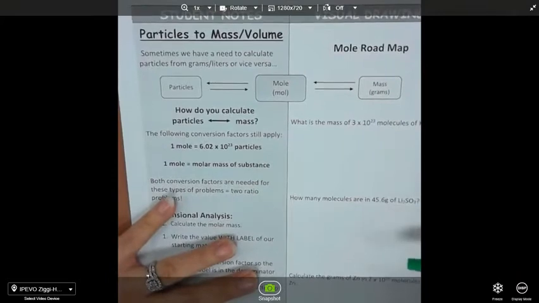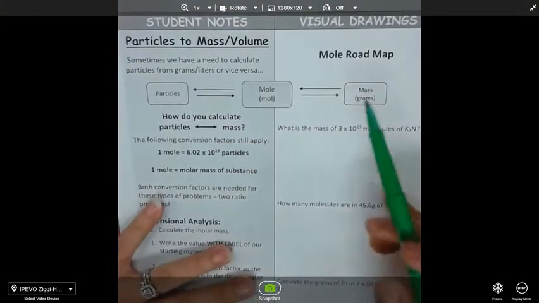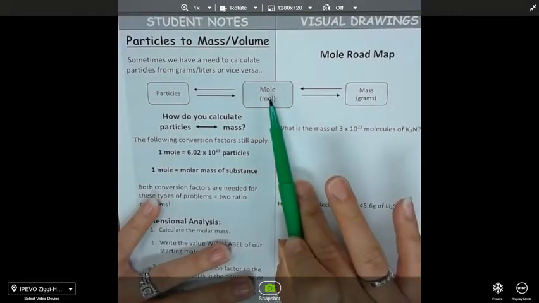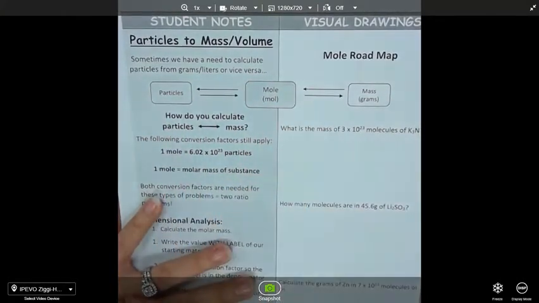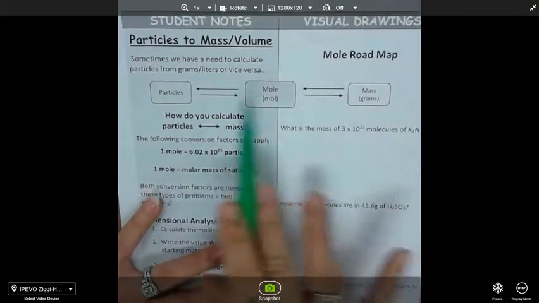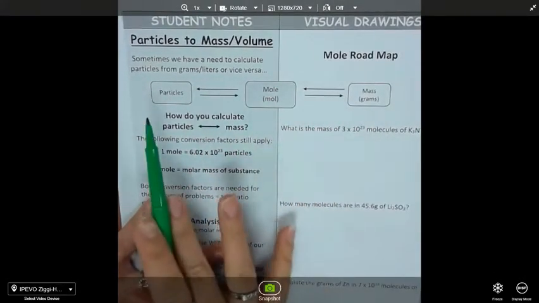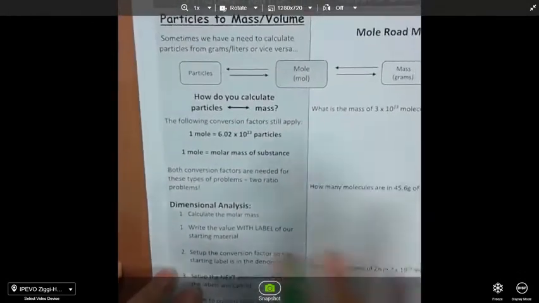Going to put it all together. Now we're moving on. All right, so in our first lesson, we were able to go from moles to mass and mass to moles. And in our last lesson, we were able to go from moles to particles and particles to moles. Now we are going to put it all together. Now we are going to be able to go from mass to mole to particles, or particles to moles to mass. All right, so how does this work?